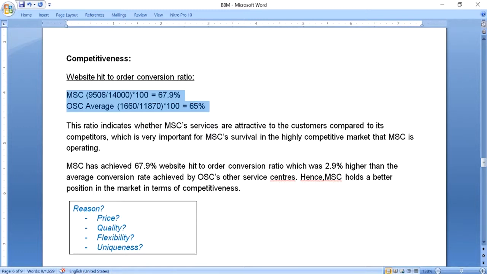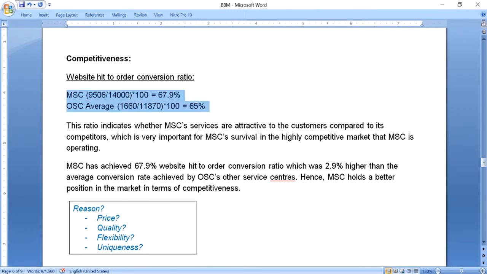Okay, so first thing you have to state in 1 or 2 lines what happened. So here I have written MSC has achieved 67.9% website hit to order conversion ratio, which was 2.9% higher than the average conversion rate achieved by other service centers. Very good. All right, so I have just stated what happened. And hence MSC holds a better position in the market in terms of competitiveness. That's very good. So we can clearly see this from the ratio calculated here.